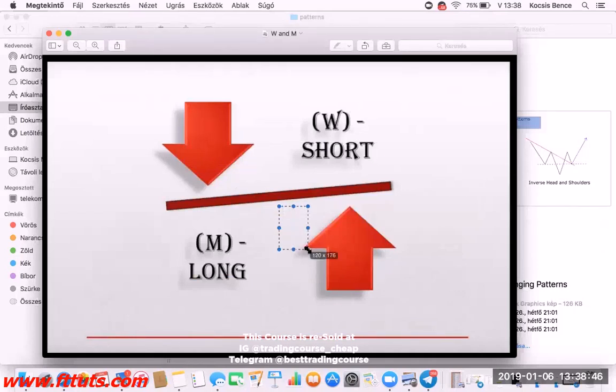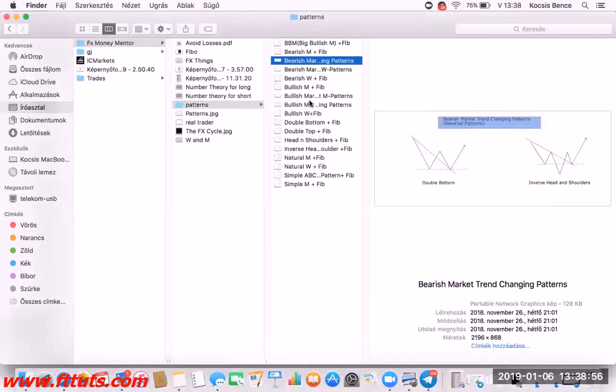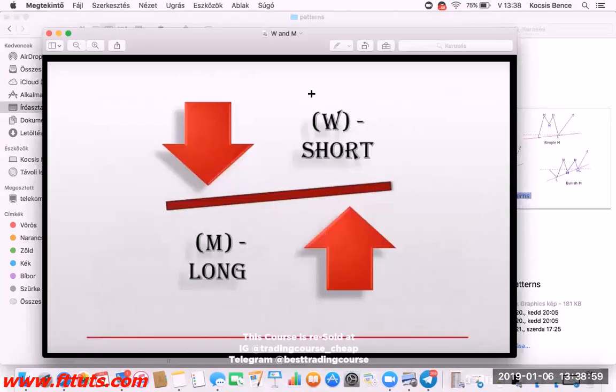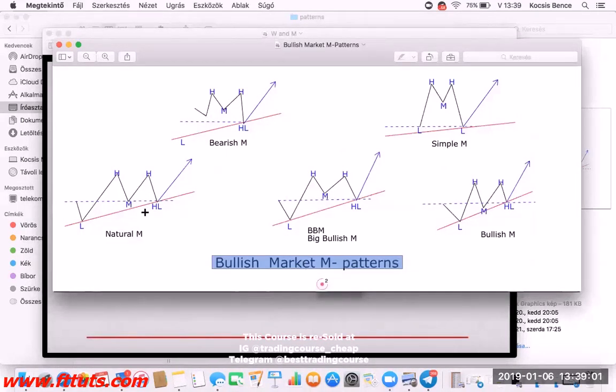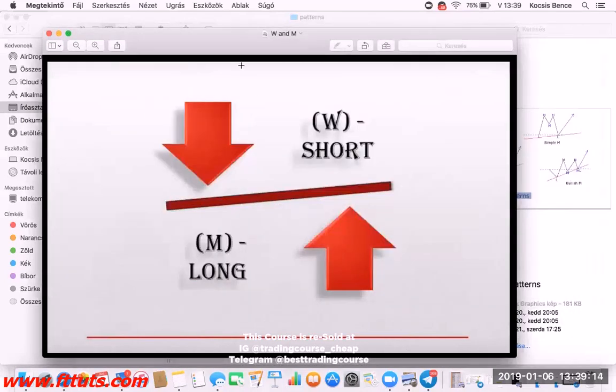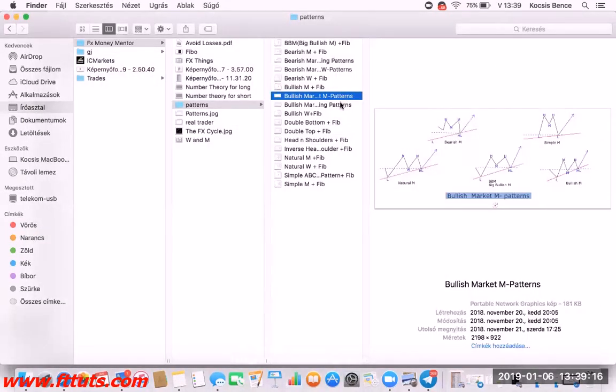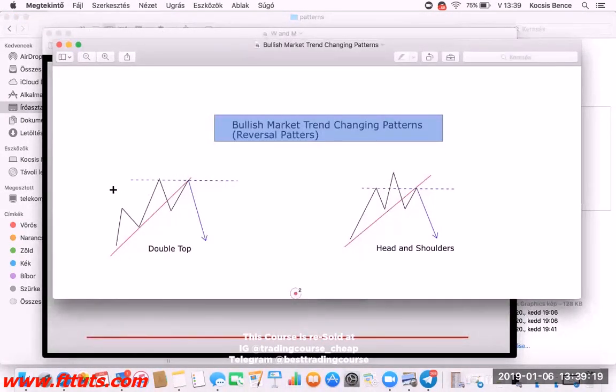When you are in the bullish market and you are looking to go long, you need to find M patterns on the chart. We have five types of M patterns. The first one is the natural M, the second one is the big bullish M, the third one is the bullish M, the fourth one is the bearish M, and the fifth one is the simple M. We have two trend changing patterns on the bullish market. The first one is the double top, and the second one is the head and shoulder.